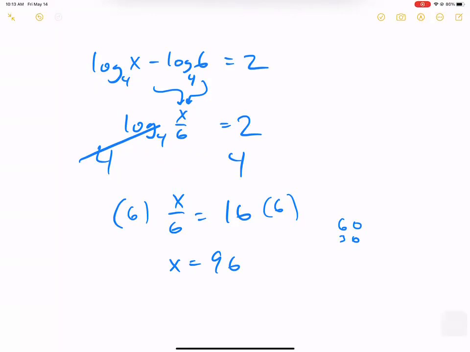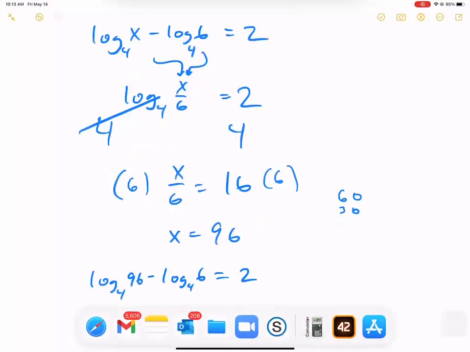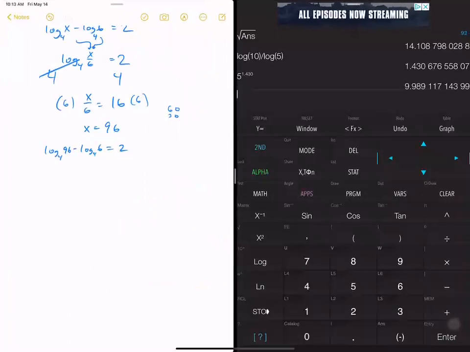Now, you might not believe me, but log base 4 of 96, which I would never have guessed, minus log base 4 of 6, this is somehow going to equal 2. Somehow. Let's try this on my calculator. If I don't see this work, these are just magical answers. But let's go ahead and type it. Do I have a special base here on this fancy calculator? I don't, so I'm going to have to type it the long way.